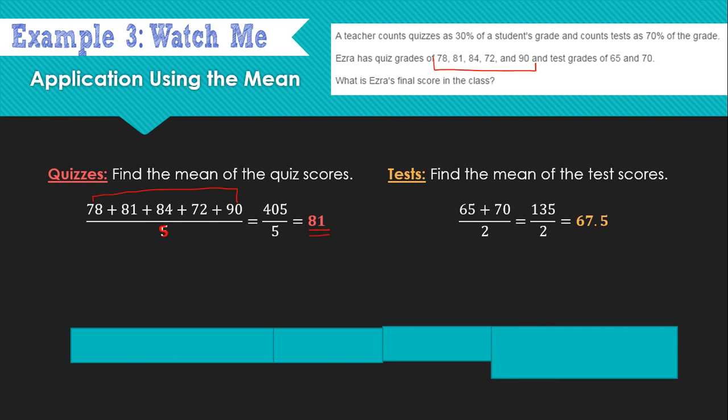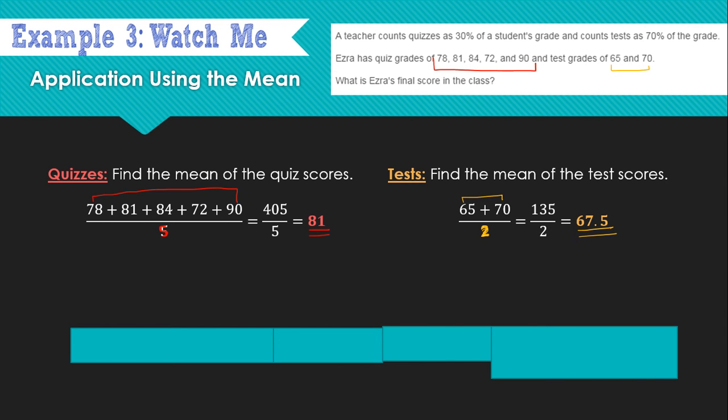Okay, we do the same thing for the tests. We find the mean of all the test scores. This time I only have 2 test scores. I've got 65 and 70, so I take those 2, add them together, and divide by that total number. Once I get my answer, I end up with 67.5.